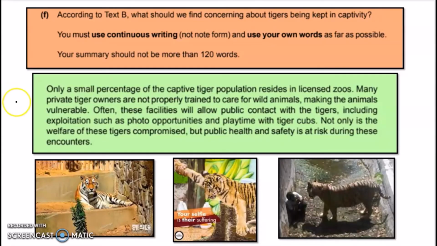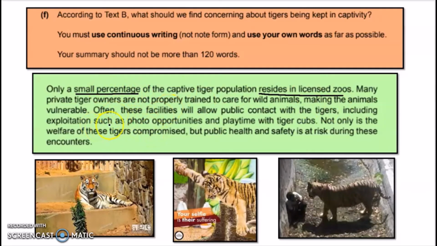Group 3 will highlight the important point from their paragraph, and that is paragraph 3. Let me read this paragraph for you. Only a small percentage of the captive tiger population resides in licensed zoos. It means there are such places where they are taken good care of, but this percentage is very small.